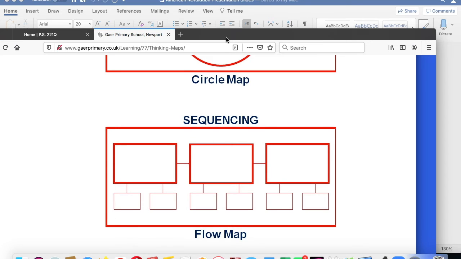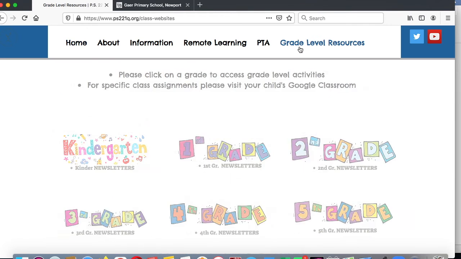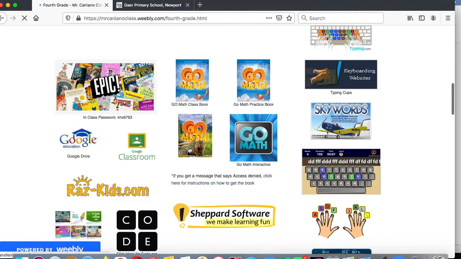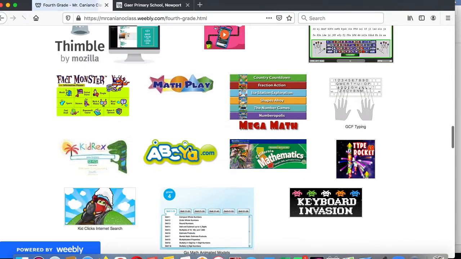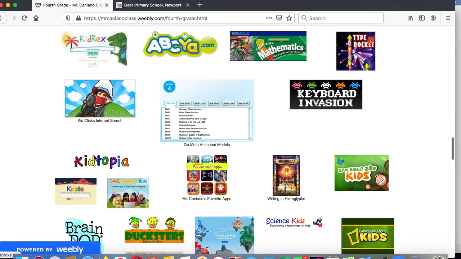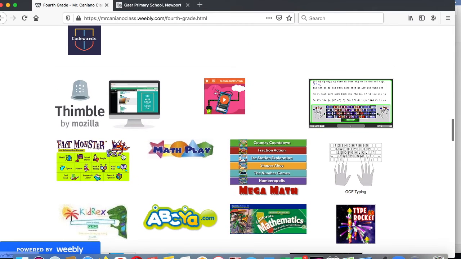So we talked about the flow map. The next thing I'm going to talk about is the school website. So you're on PS21Q period RG. Click on grade level resources. You click on 4th grade. One of the things you could do is use these websites over here: Fact Monster, KidRex, Kids Clicks, Kidtopia, Kiddle, Safe Kids, Ducksters. You could use those to get your research if you want, and you just would type in, right?